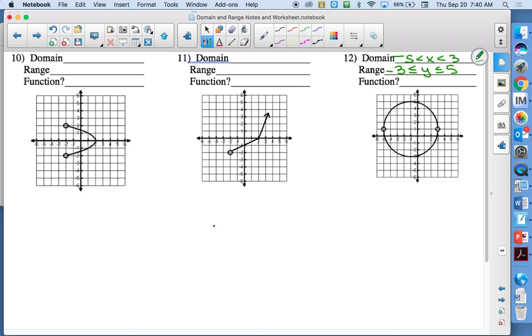And then is this a function? No. So it's not a function. It doesn't pass the vertical line test. Are there any other questions from worksheet number 2? Number 4?